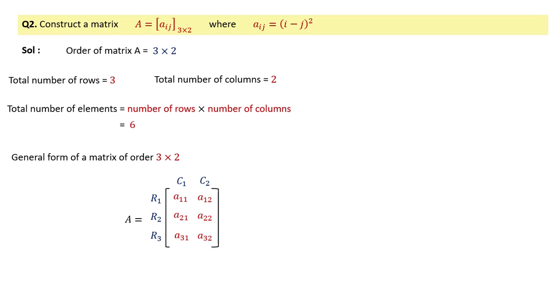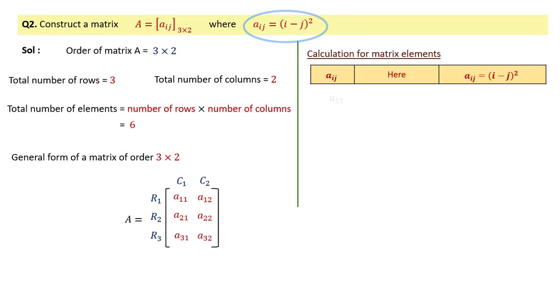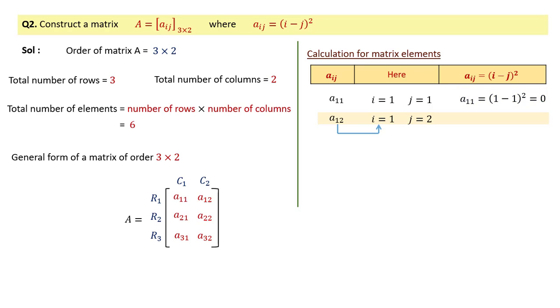Now we will calculate the elements of the matrix according to the given rule. In A11, i is equal to 1 and j is equal to 1. So put the values in Aij. In Aij we get A11 is equal to 0. In A12, i is equal to 1 and j is equal to 2. Put i is equal to 1 and j is equal to 2. In Aij we get A12 is equal to 1.